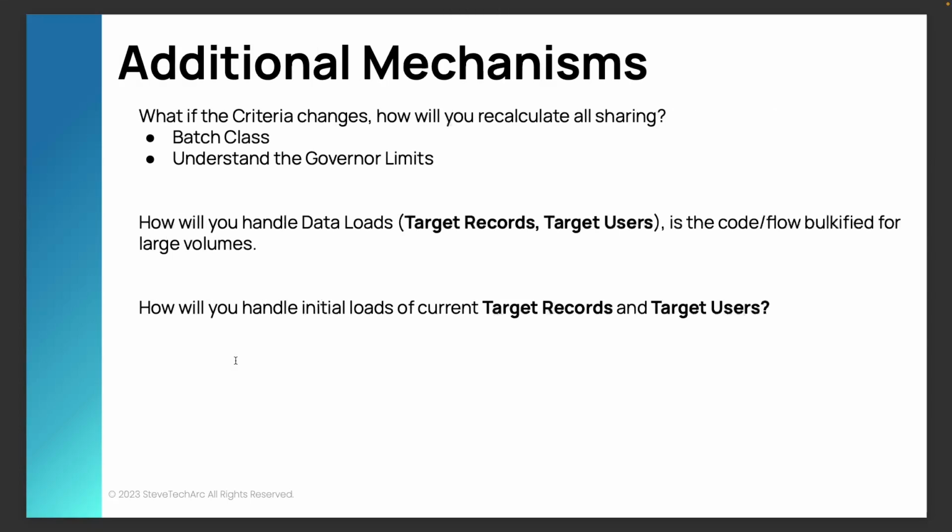Now you need to also ask the following questions. What if the criteria changes? Let's say you're storing your criteria in custom metadata. Then you might need a batch class to recalculate, and you need to understand the governor limits.